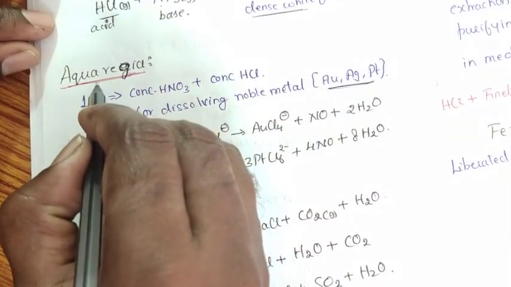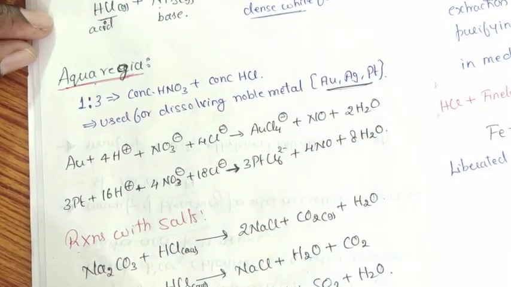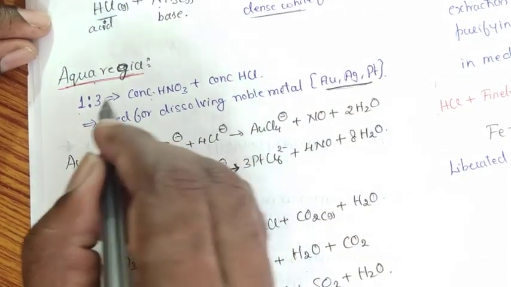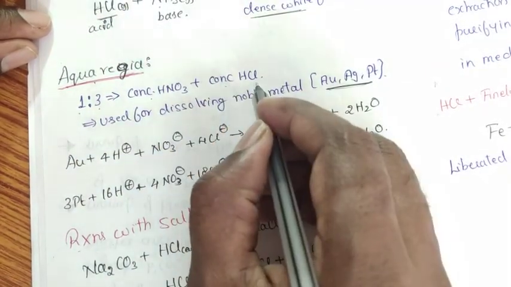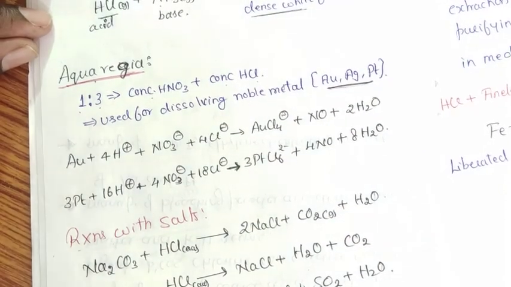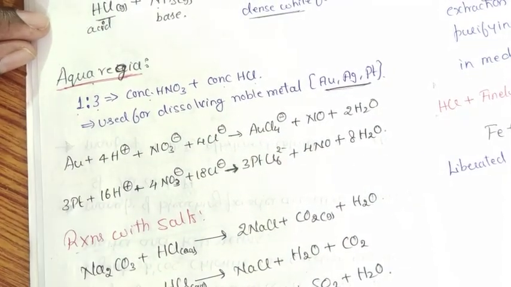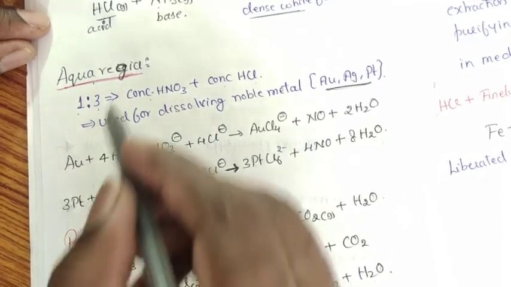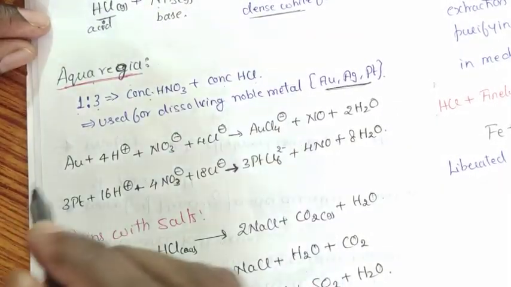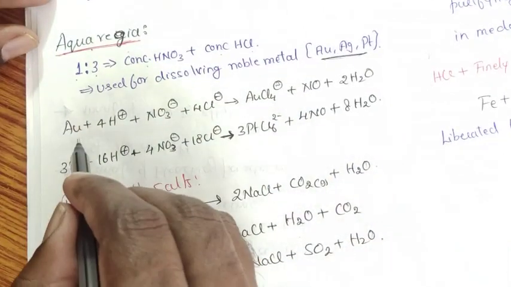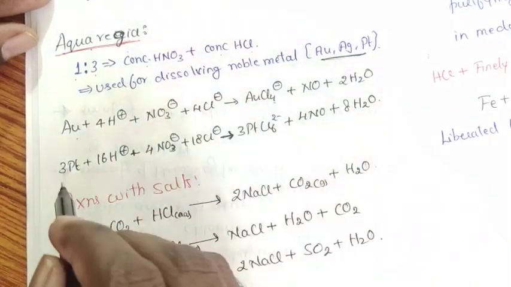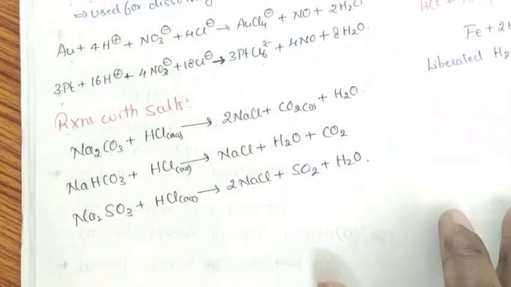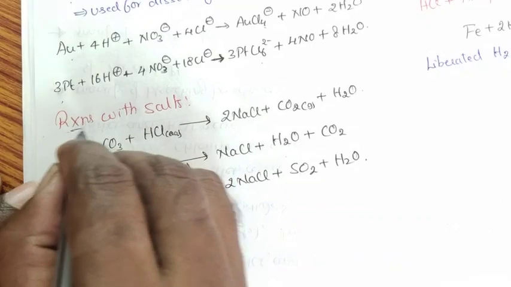That solvent is called aqua regia. What is aqua regia? One volume of concentrated nitric acid mixed with three volumes of concentrated hydrochloric acid is called aqua regia. It is used to dissolve gold and platinum in the form of their respective chlorides. Then coming to reaction with salt.